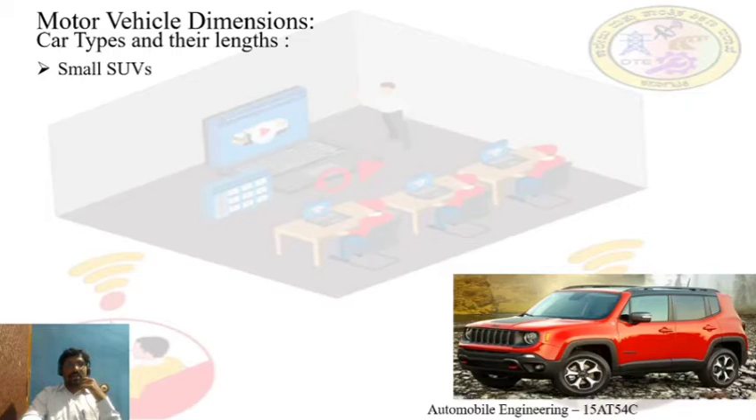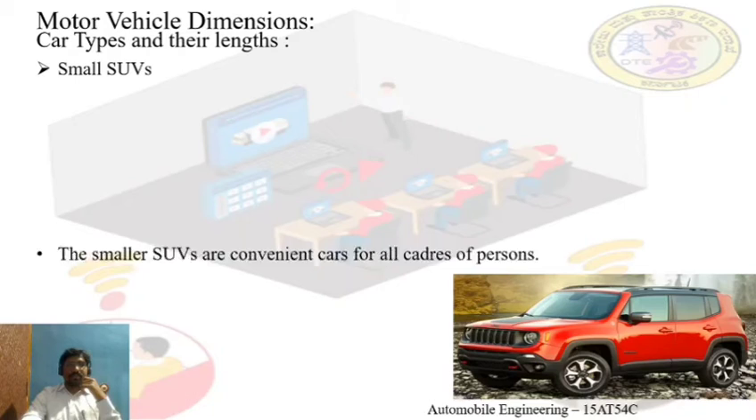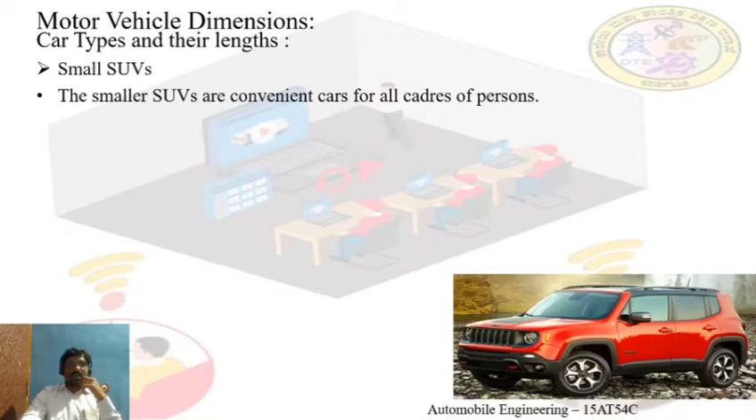The next category of the type of vehicle is SUV, sports utility vehicles. It's nothing but a sporty look will be given. So the small SUV is a convenience car for all cadres of person. Whenever you see a sporty vehicle, that will be more posh, it's much costlier. But that's why there is a separate segment called small SUVs, so that it comes in a small cadre person. So with a lesser amount, we are able to get the sporty look and the sporty performance in this particular category of the vehicle.